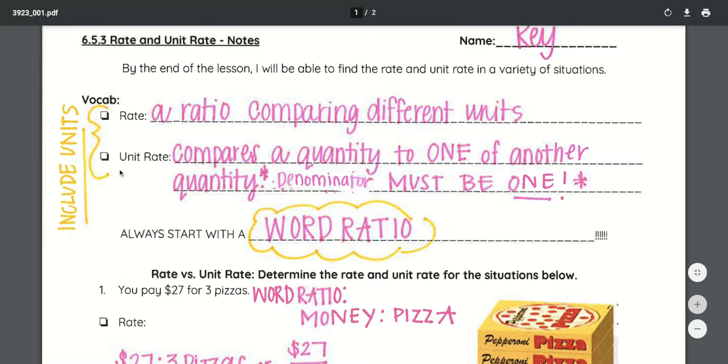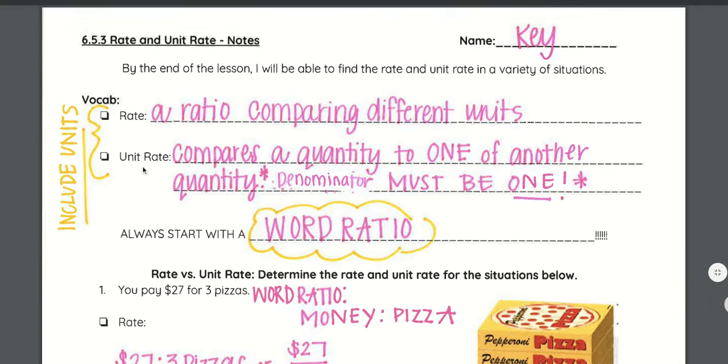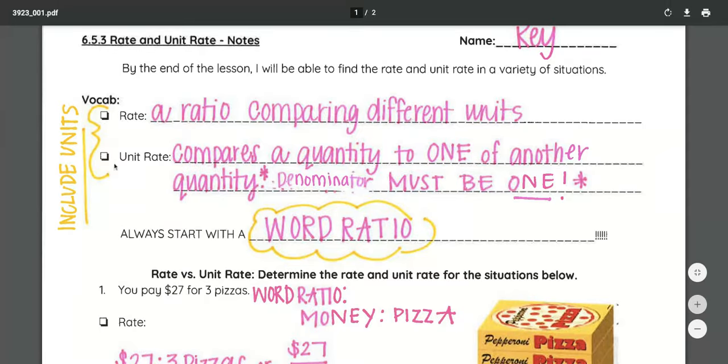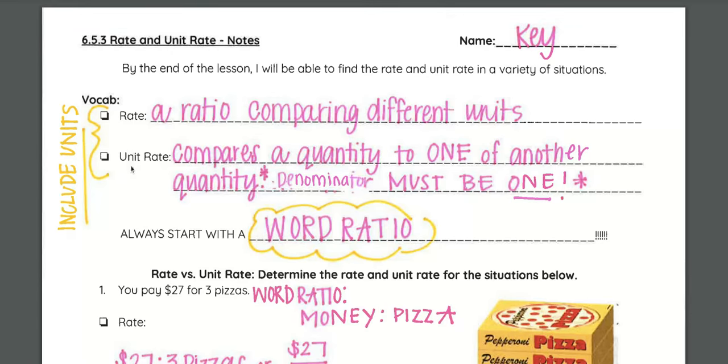A unit rate is even more specific because it's comparing your different units, but it's comparing a quantity to one of another. So your denominator must always be one. Unit rate. We want to know about one unit of something.